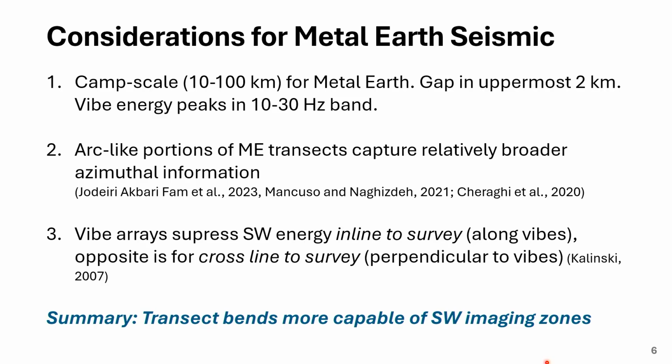processing. And then the final thing I'll touch on is just our vibe array. Very quickly, when we collected the data, we used 4 vibe arrays, 4 vibes in an array. This is done to suppress surface waves, or what we call ground roll, in the data. However, that's true in the inline sense along your geophone arrays. Cross-line to that, they would be additive and would increase the amount of surface wave energy in theory. So the bottom line is that our transect bends are the most capable areas for surface wave imaging.